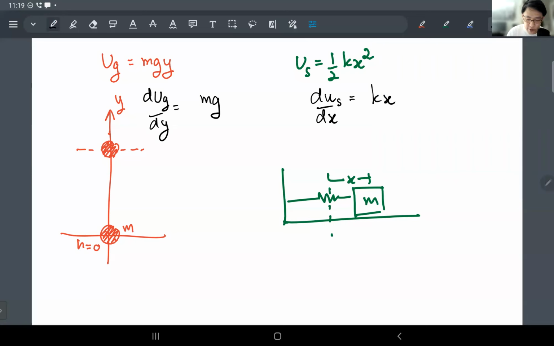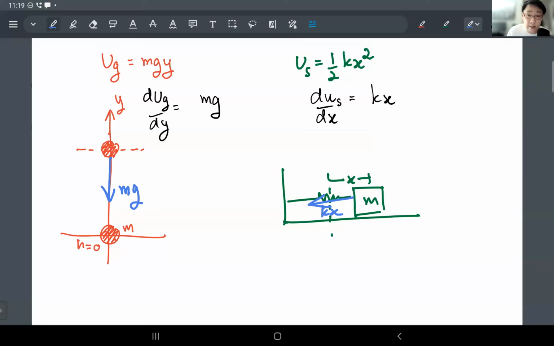Okay, then mg is the weight, the mass times the gravitational acceleration. It's the force pulling this mass down. And kx is the same thing. Actually, kx is a spring force. But one thing that is missing is the direction, because mg is the force and kx is also the force. What you get over here is just a function. You just differentiate a function.